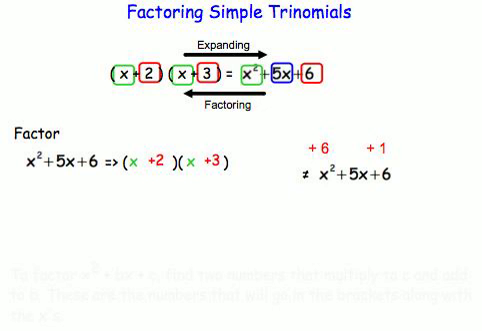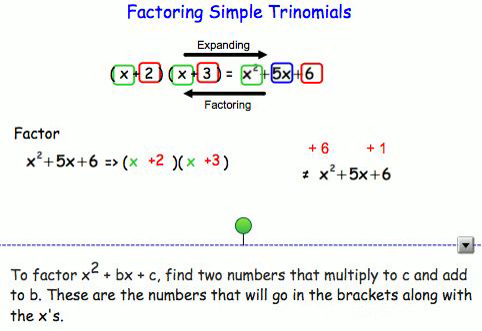Put simply, in order to factor a trinomial of the form x squared plus bx plus c, find two numbers that multiply to c and add to b. These are the two numbers that are going to go in the brackets along with the x's. Let's look at a couple of examples.